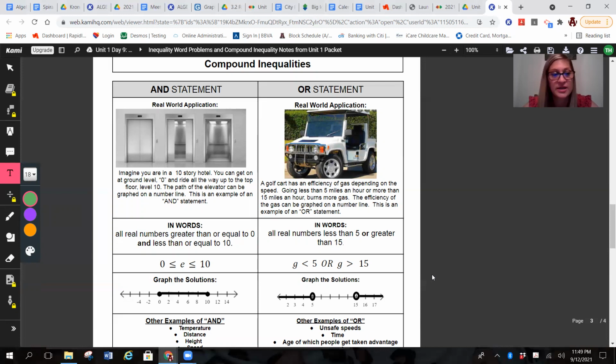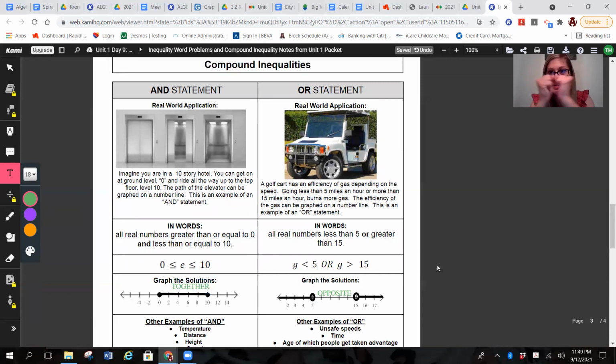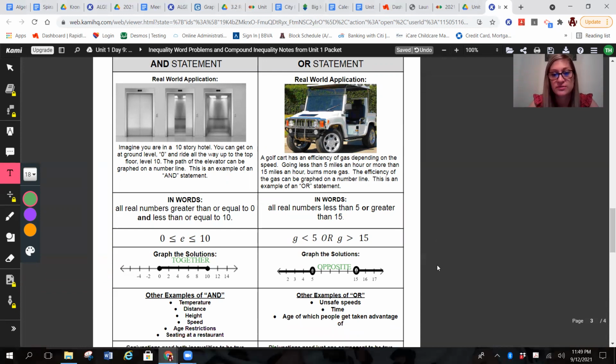So another way to say it is ors go opposite and ands come together. All right, and should be together and or should be going opposite directions.